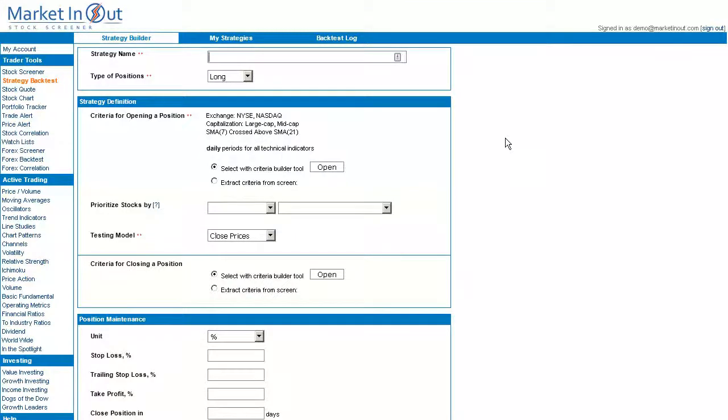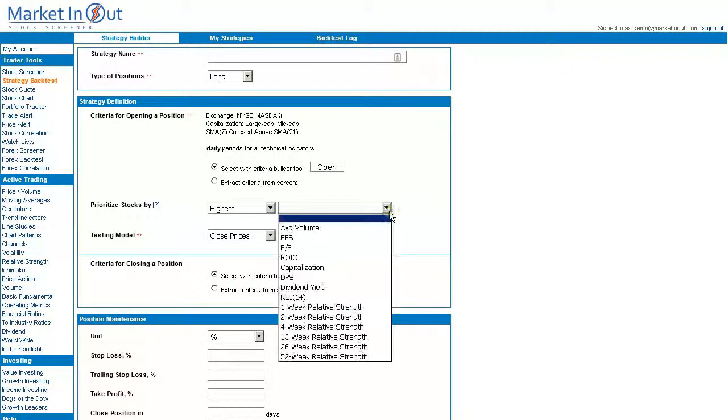Next, let's specify the stocks prioritization criteria. The reason we do this is that during execution of the trading simulator, there can be a situation where the number of stocks which pass the criteria is more than the number of vacant positions in the stock portfolio. In this case, the stocks will be added in accordance with the prioritization parameter.